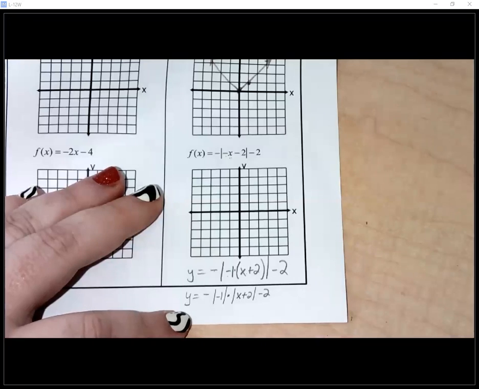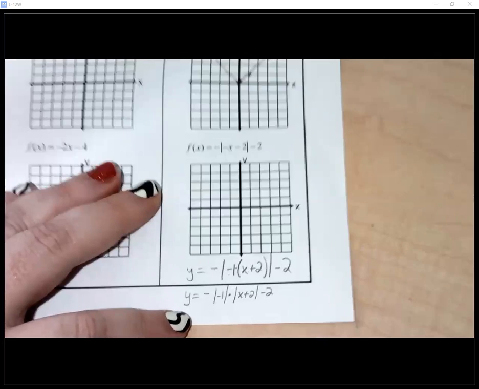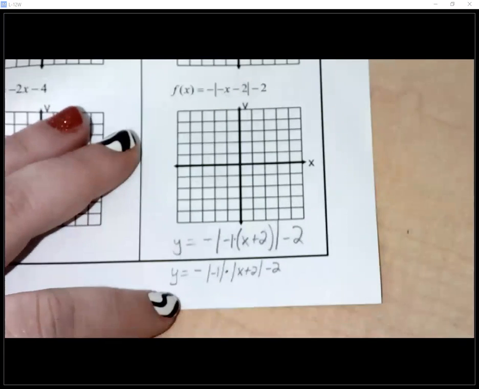You see what I did there? Let me zoom in a little bit. Let me focus. Oh.